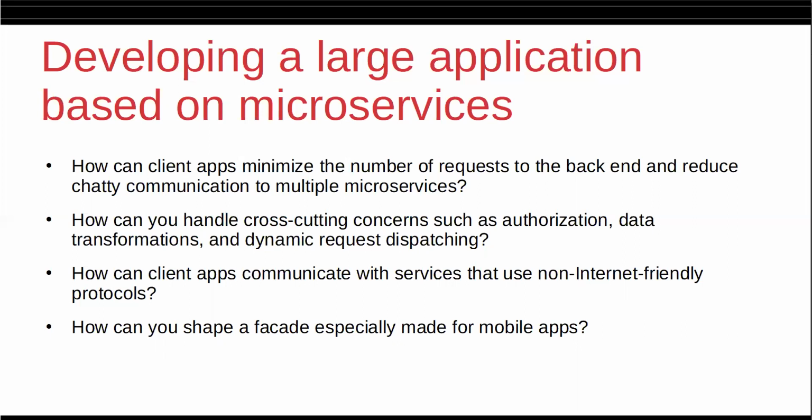How can you handle cross-cutting concerns such as authorization, data transformations, and dynamic request dispatching? Implementing security and cross-cutting concerns like authorization on every microservice can require significant development effort. A possible approach is to have those services within the Docker host or internal cluster to restrict direct access to them from the outside, and to implement those cross-cutting concerns in a centralized place like an API gateway.